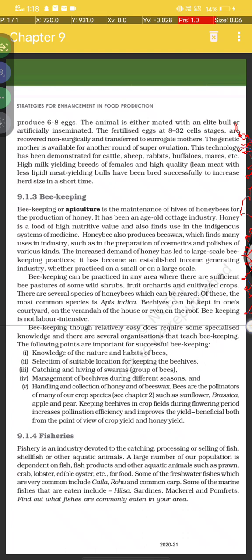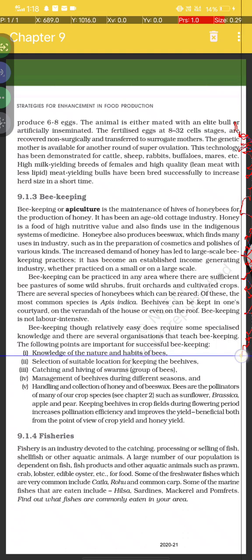Beekeeping is not labor intensive. Beekeeping is relatively easy, does not require specialized knowledge, and there are several organizations that teach beekeeping. And the knowledge points are important for successful beekeeping.